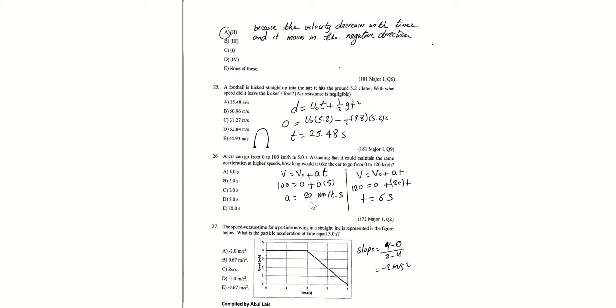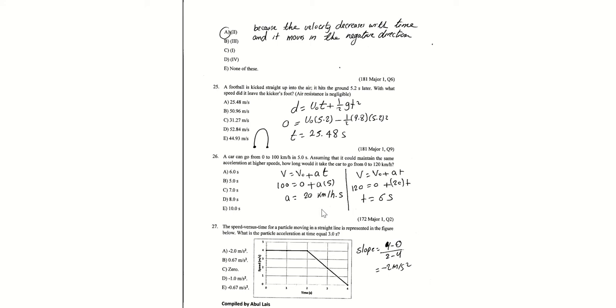But you guys should be careful here, you should know the unit, because here I have the velocity in kilometers per hour and the time in seconds. So that's why the acceleration is 20 kilometers per hour per second. Now the question is, do I need to convert this into kilometers per hour squared or meters per second squared?